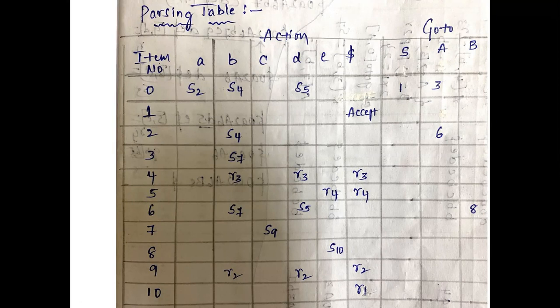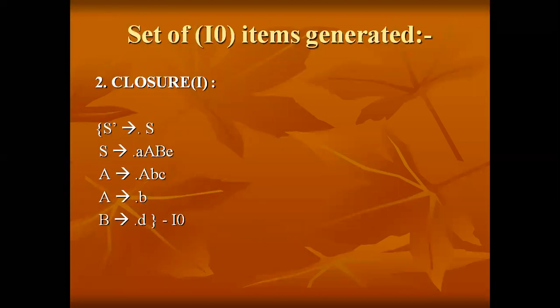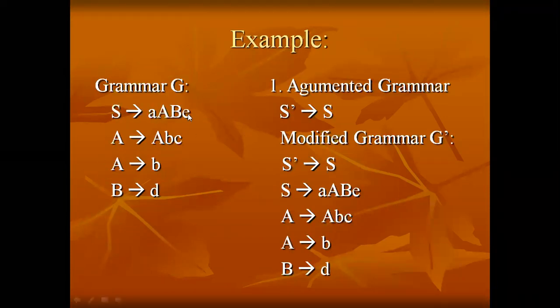Now how to write the reduces? See, again, from the given grammar, S tends to ABE, A tends to ABC, A tends to B, B tends to D, right? And this is 1, 2, 3, 4. Give the sequence numbers, use small r's: R1, R2, R3, R4. And to fill the reduces in the table representation, how to fill those? How to write the reduce numbers?